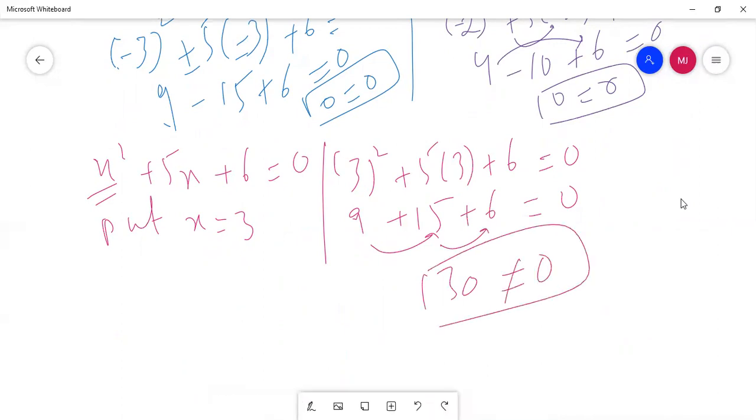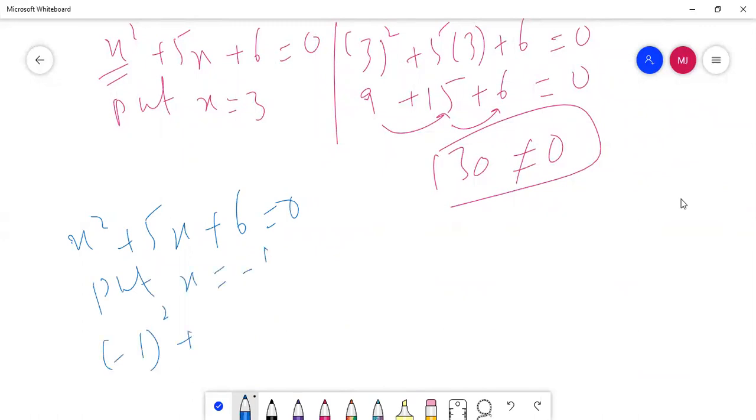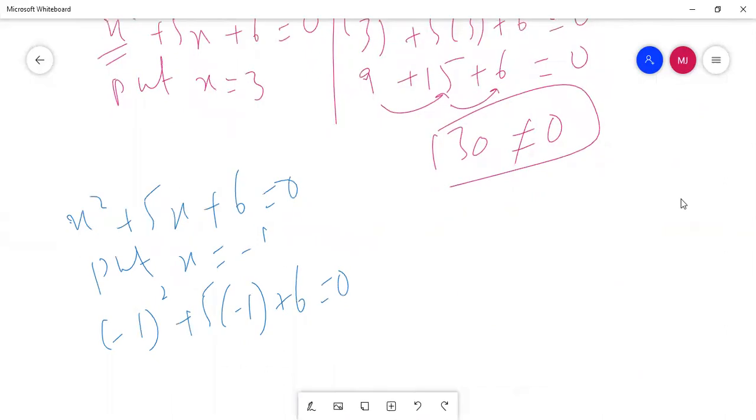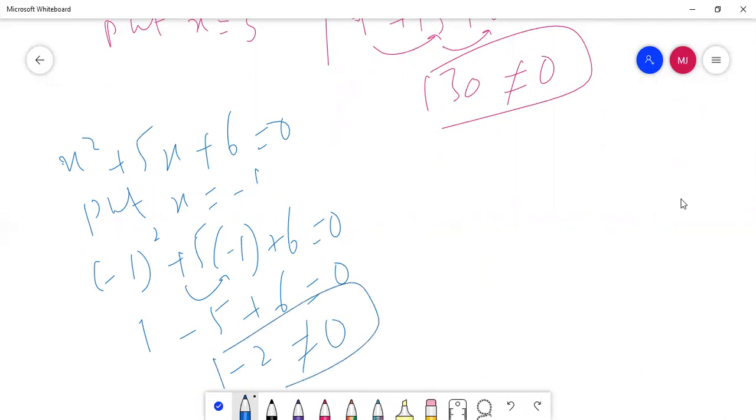If I take -1, x square plus 5x plus 6 is equal to 0. Put x is equal to -1. (-1) square plus 5 into -1 plus 6 is equal to 0. Minus power even number gives plus, 1 square is 1, plus into minus, minus 5 ones are 5, plus 6 is equal to 0. 1 minus 5 is minus 4, plus 6 is 2, which is not equal to 0. So you can see no other value will satisfy the equation given.